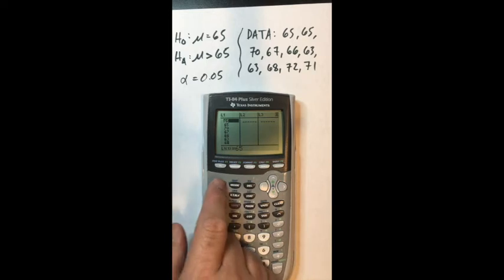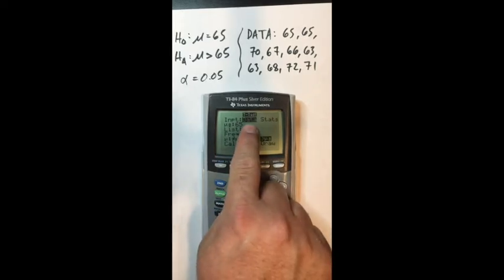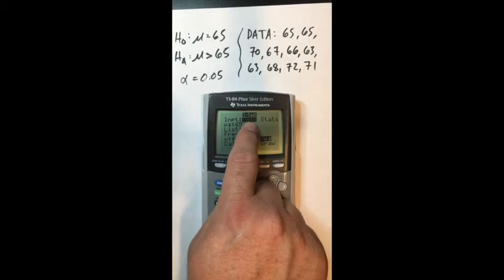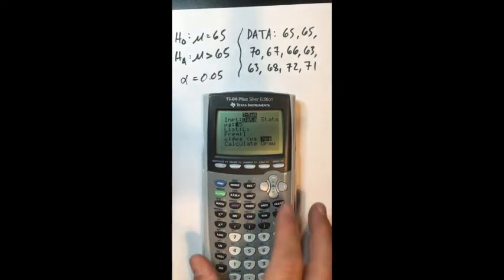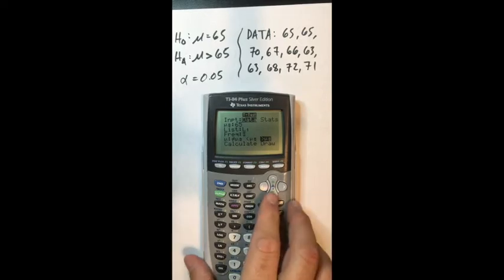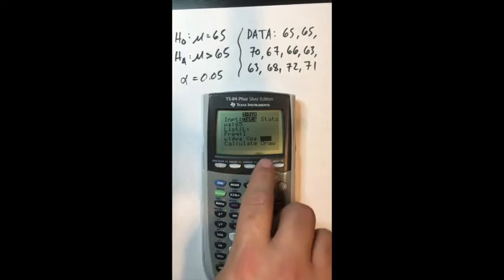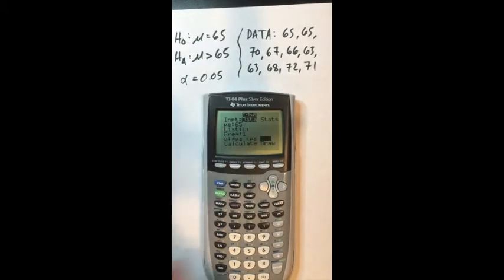Once you have those in, second quit, you go back to the main screen here. We hit stat, we go over to tests, and this time we're looking for t-test. This time we're going to tell it data instead of stats because we don't have the stats, we have the raw data. So we select data, our mu naught is 65, the list that it's in is L1, frequency should just say 1, and then we want to match this to the alternative hypothesis again, which is greater than, so we want to say greater than, the third option there, and then we calculate.